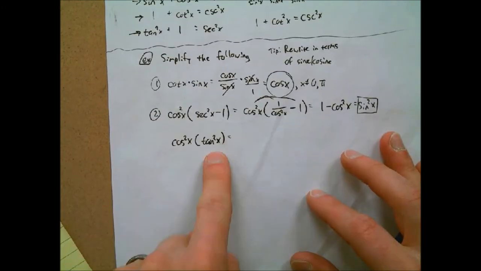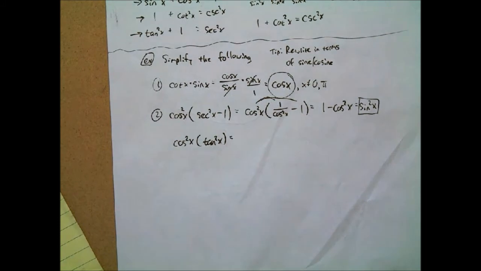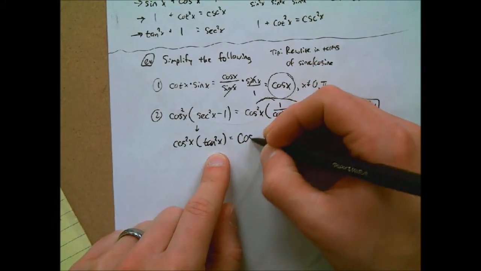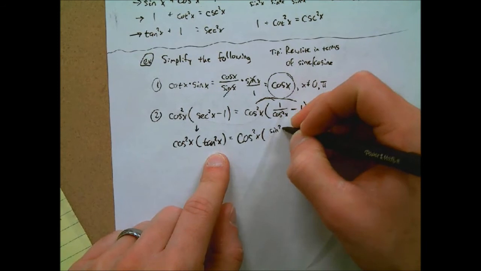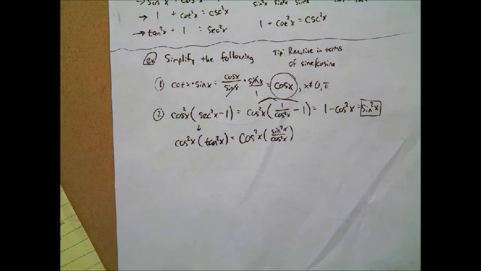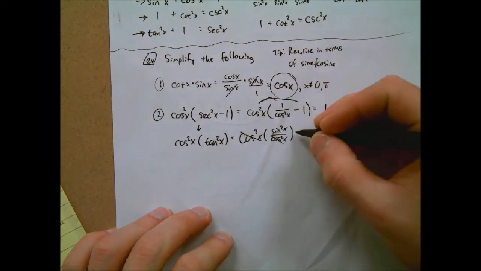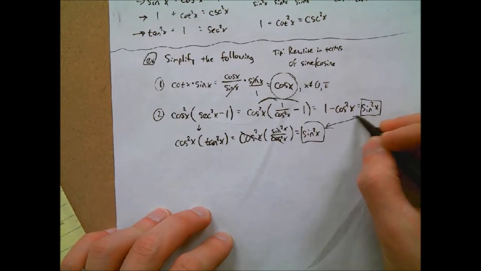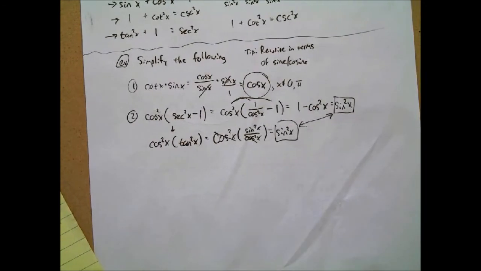Now, how can we further simplify from here? Tangent squared will be sine squared x over cosine squared x. And then what happens here? The cosine squareds cancel, and we're left with sine squared. Okay, so we see the same thing. Is one way better than the other? Maybe, not really though. As long as you get to the final answer, that's what we're looking for. Whichever one sticks in your brain the easiest, whichever one you kind of see.